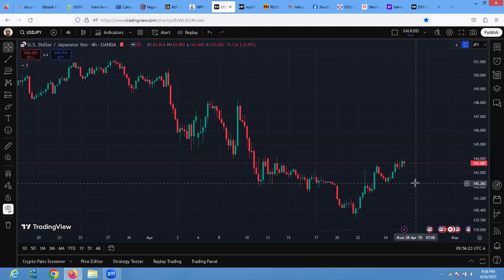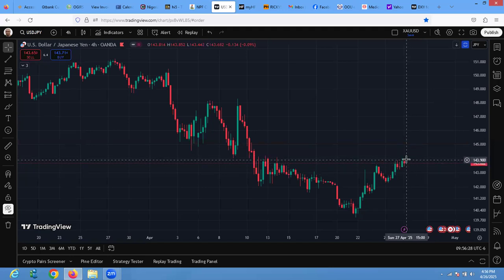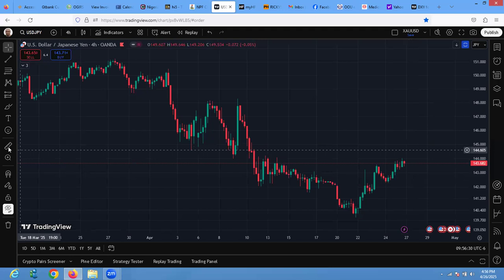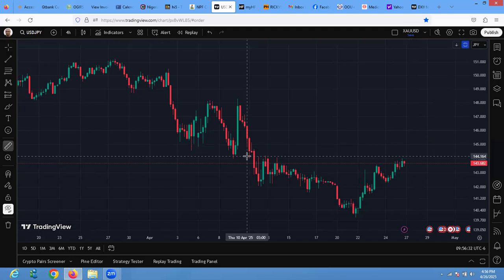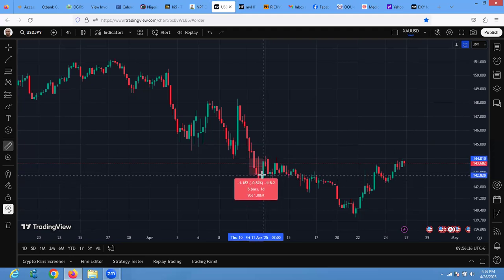Then we are going to look for another buy to the upside. So this may fall 100 pips or thereabout. Yeah, another 100 pips to the downside from here. 100 pips is around this area.